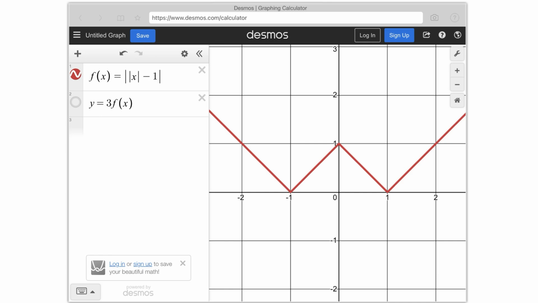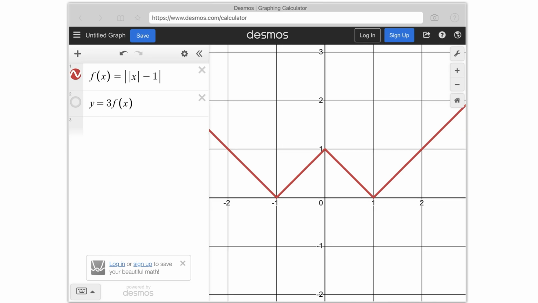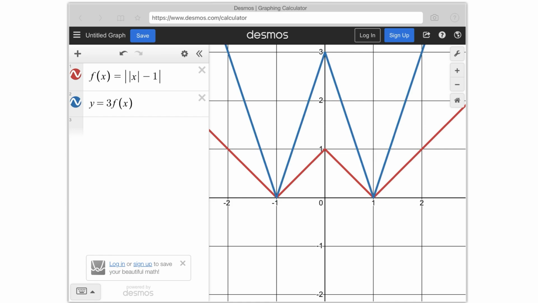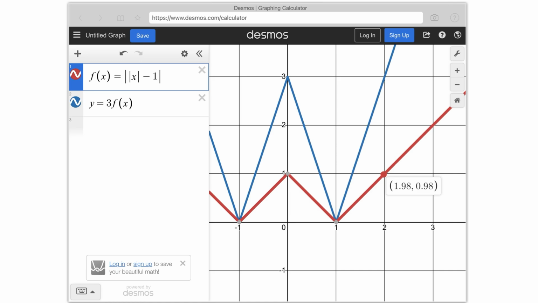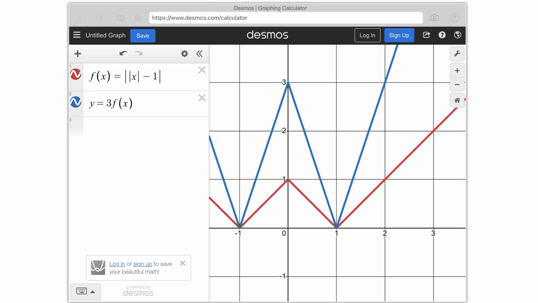We can see this sort of W shape here. And we have y equals 3 f of x. So let's go ahead and turn that on and take a look. Well, we can see here that the point we are looking at, 2 and 1, has now moved up to what appears to be 2 and 3. The point here at 0 and 1 appears to have moved up to 0 and 3. And interestingly, this point here at 1, 0 seems to remain at 1, 0.